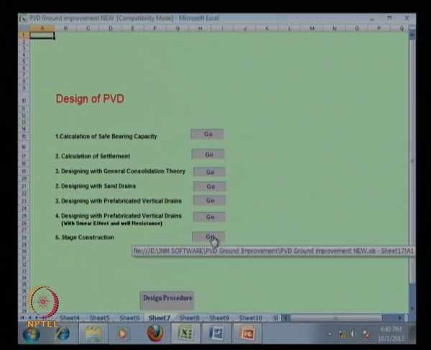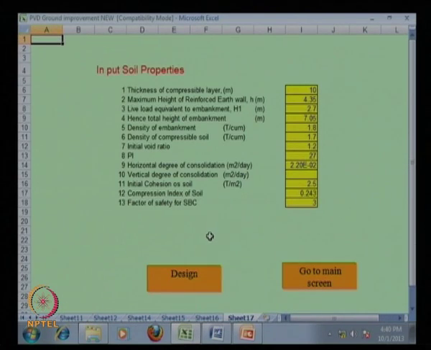Now, the stage construction, this is important. The input soil properties: thickness of the compressible layer is 10 meter. Maximum height of the reinforced earth wall H is 4.36 meter. Live load equivalent to embankment H1 is 2.7 meter. And then the total height of the embankment is 7.05 meter. Density of the embankment 1.8 ton per cubic meter. Density of the compressible soil 1.7 ton per cubic meter.